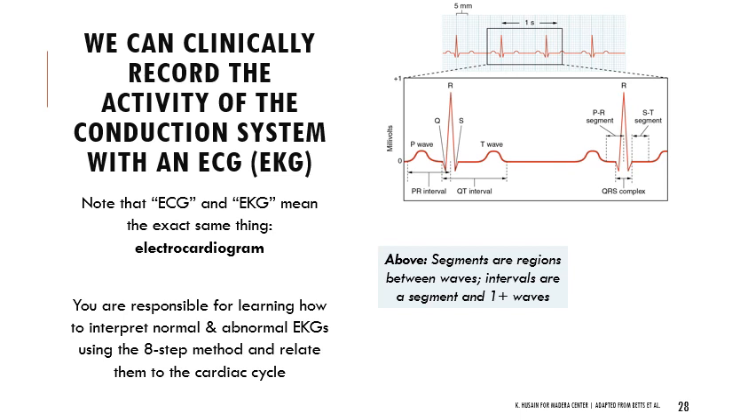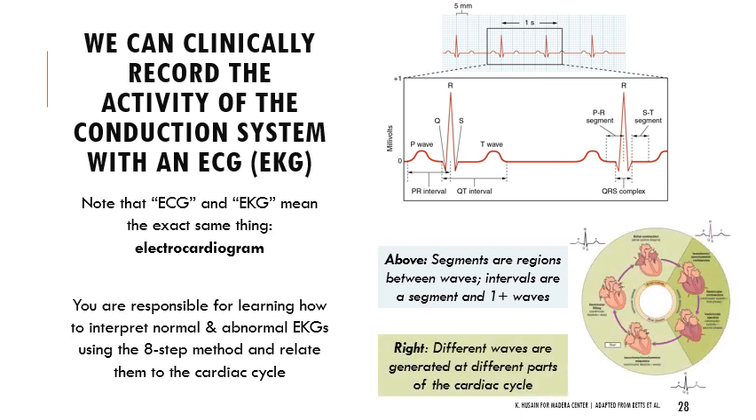The QT interval actually is pretty important because that's the time from when the ventricles relax to when they start to contract again. And there's actually a lot of medications that affect the QT interval. So if there's an extended QT interval, that's a type of arrhythmia. It can be very dangerous, so you might want to pay attention to that. Remember, we're tying this in with the cardiac cycle. So different waves are generated at different parts of the cardiac cycle.